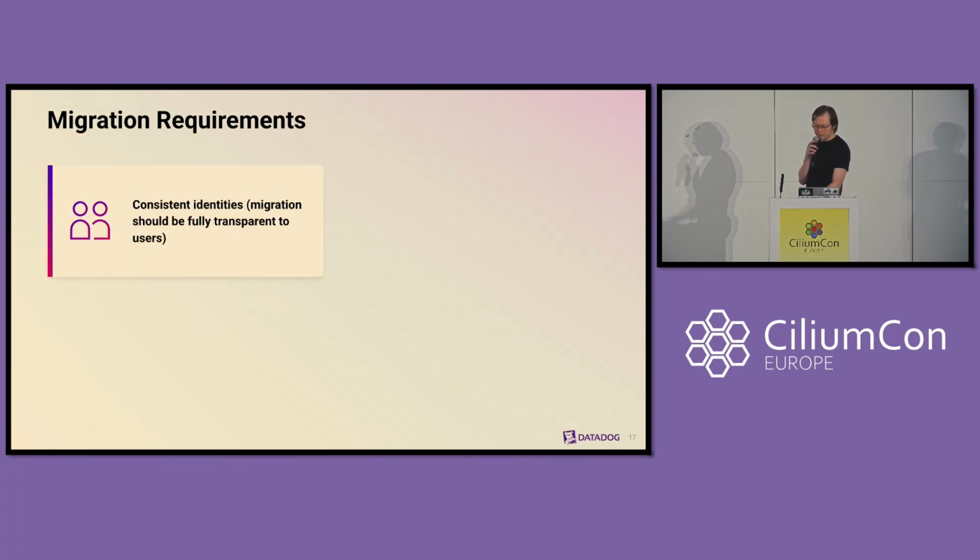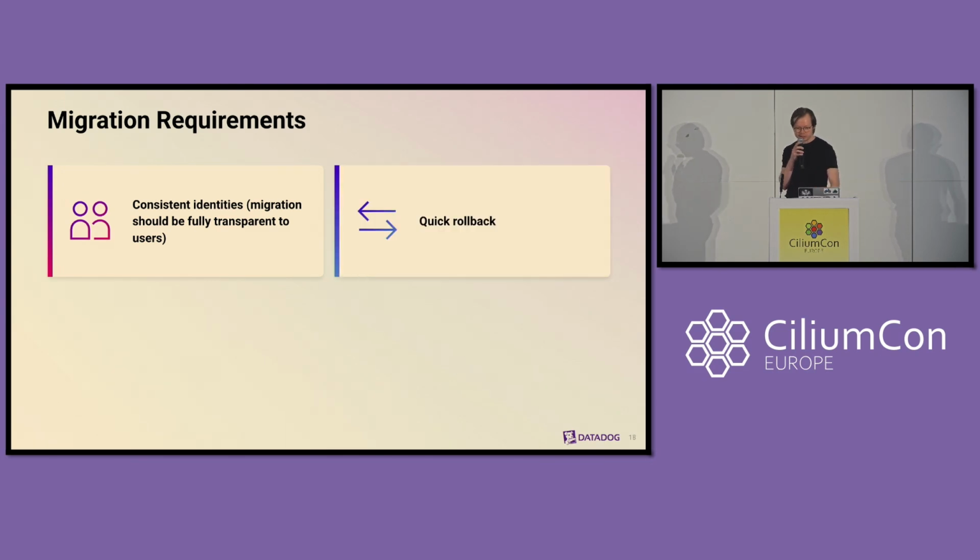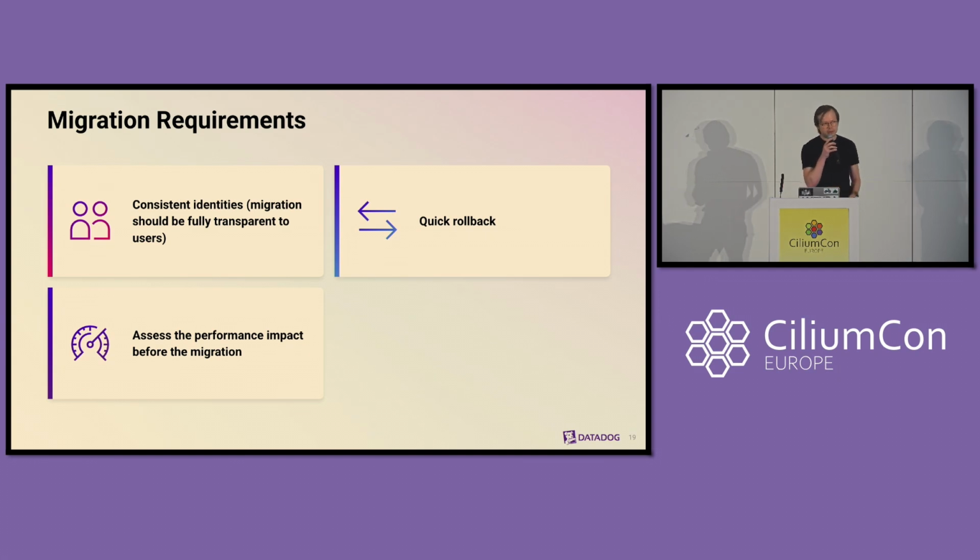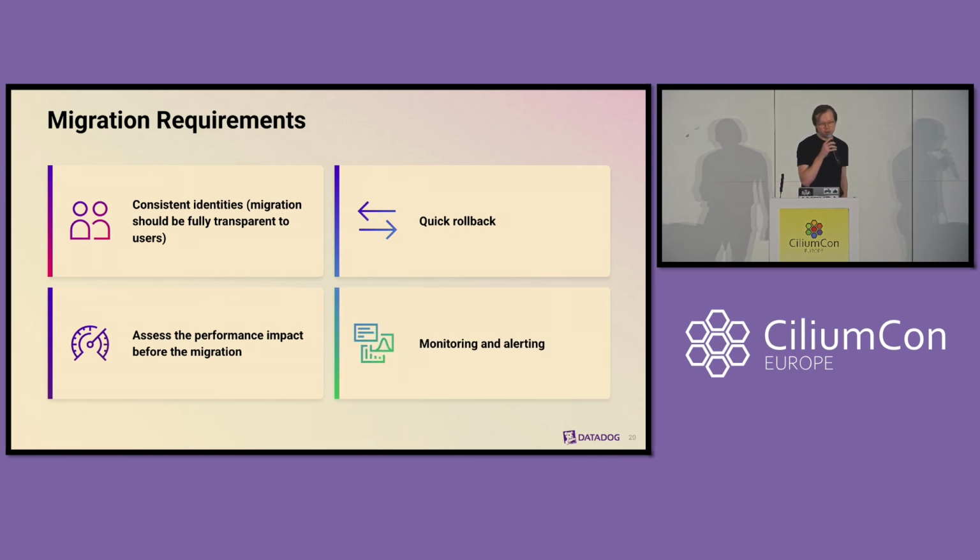So we kind of came back to square one, trying to see what our migration requirements actually are. The first one is, of course, that the migration should be fully transparent to users, so we should have fully consistent identities. We should be able to quickly roll back if something bad happens. We should be able to easily assess the performance impact on the control plane before actually doing the migration. And finally, because we are an observability company, we need very solid monitoring and alerting for this migration to make sure that it runs well.